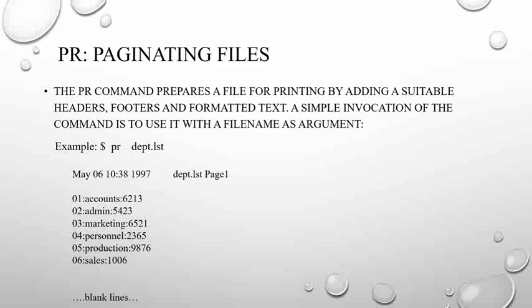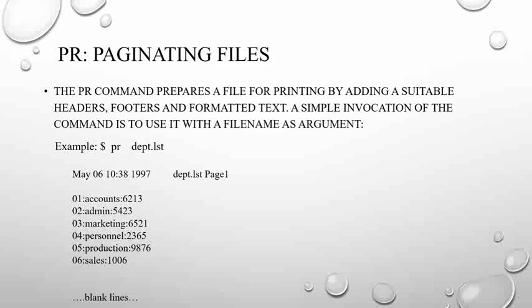When I execute this command, it's going to show you the 6 lines. As you can see, these 6 lines are the original contents of department.list. The PR adds 5 lines of margin at the top and 5 at the bottom. So you can see this. The lower portion of the page has not been shown in this example.